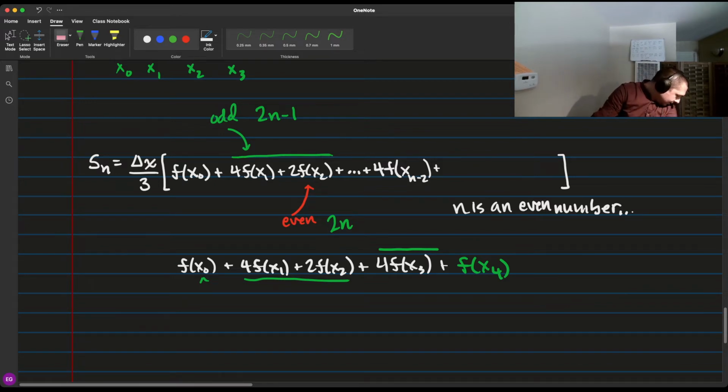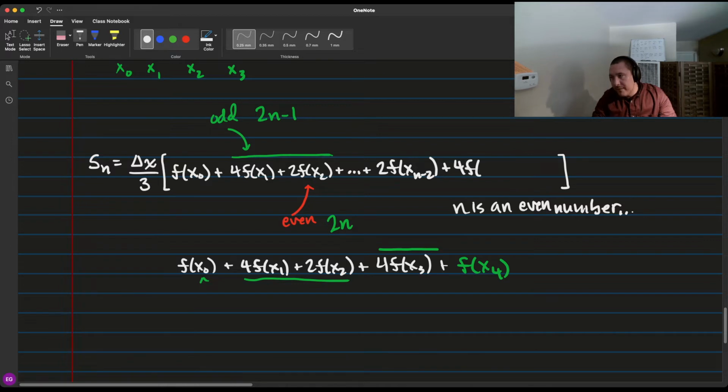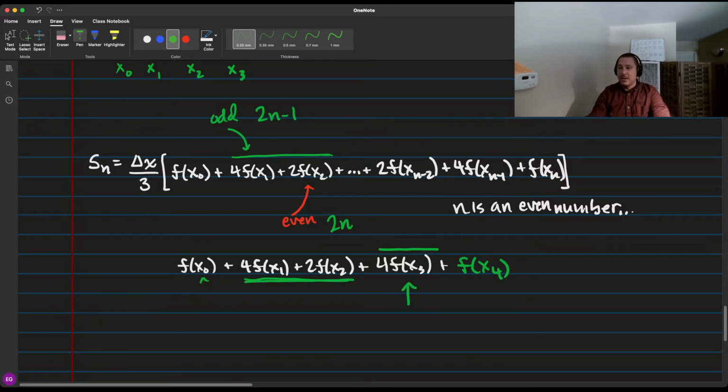Okay, let's look at it. It will look like this. It will come in pairs. And then there will be a 2f of x n minus 2 plus 4f of x n minus 1 plus f of xn. There we go. Does that make sense? They're going to go in pairs until this last one, which just has the 4, and then you get your final term. That's why you end on an even number only.